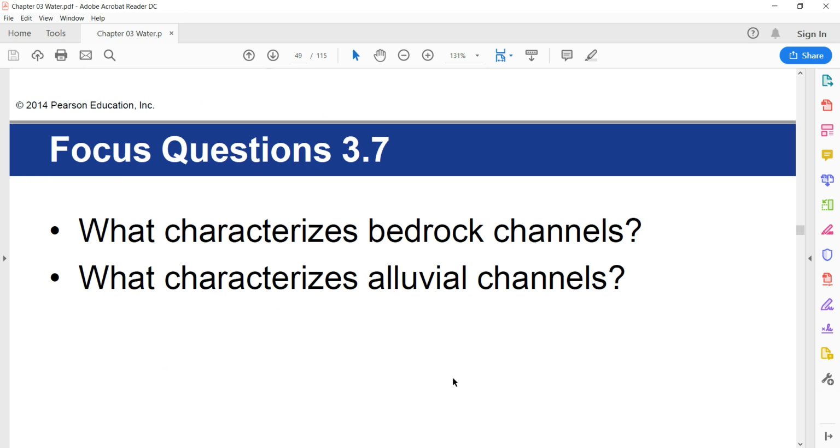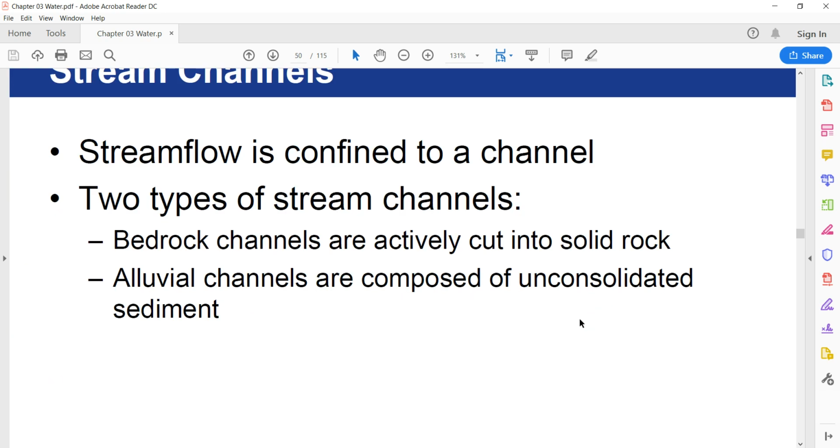Now we will look at different types of river channel based on the bedrock material or the bed material of the river. What characterizes a bedrock channel and what characterizes an alluvial channel? Bedrock channels are those channels where the bed of the river is made out of some kind of rock. Bedrock channels are actively cut into solid rock. Alluvial channels are composed of unconsolidated sediment. So when the bed is made up of unconsolidated sediment, it is called an alluvial channel. On the other hand, when the bed of the river stream is made out of rock, it is called a bedrock channel.